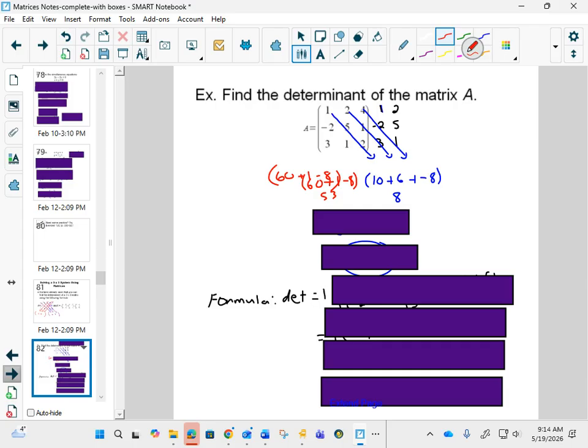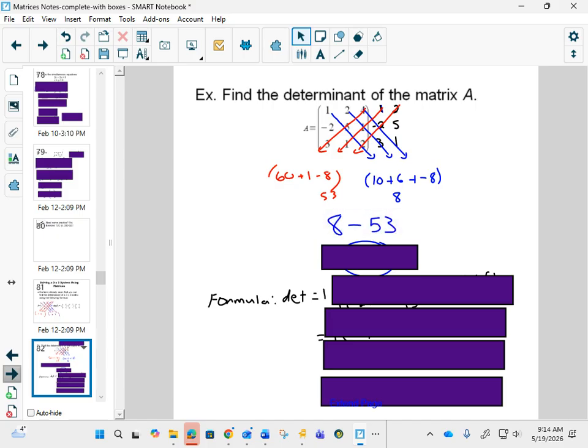My red arrows, 4 times 5 times 3, that would give me the 60. 1 times 1 times 1, that would give me the 1. And 2 times -2 times 2 gives me the -8. Let's erase that part. So now I can do the 8 minus the 53, and I get my determinant that way. Without a calculator, this is my preferred method.